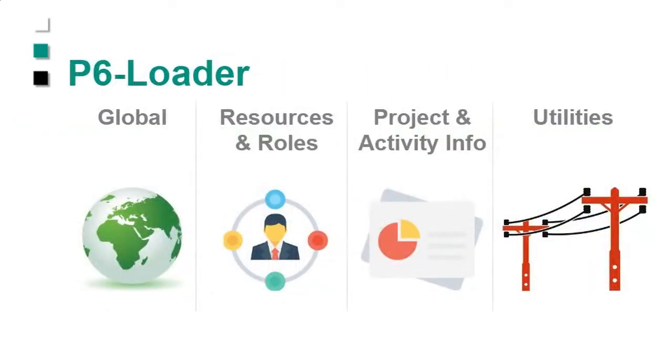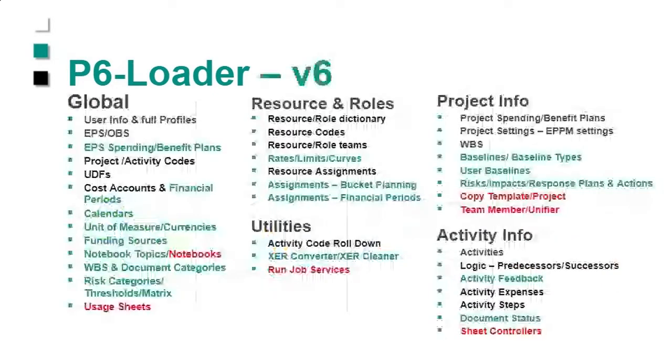So in P6-Loader, we have different subject areas. The first one is global data. Then we have resource and role data. Then we have project and activity data. And finally, we have utilities. So let's talk a little about those. For the global data, we have user info, we have user profiles. I mentioned this before, EPS, OBS, codes, UDFs, cost accounts, financial periods, calendars, currencies, funding sources, notebooks, WBS categories and documents, risk categories, the risk matrix.